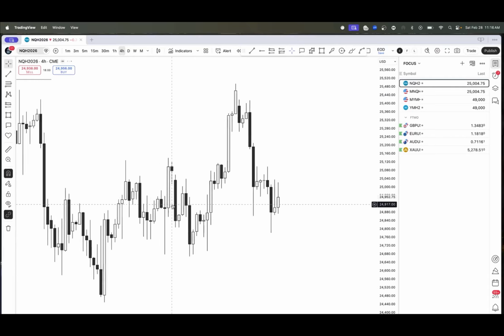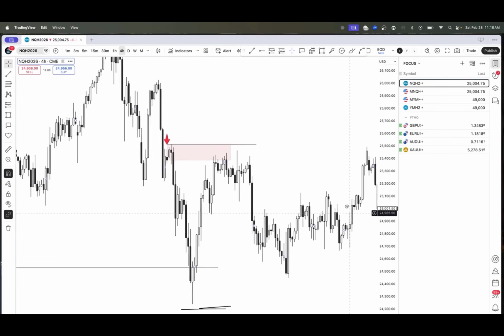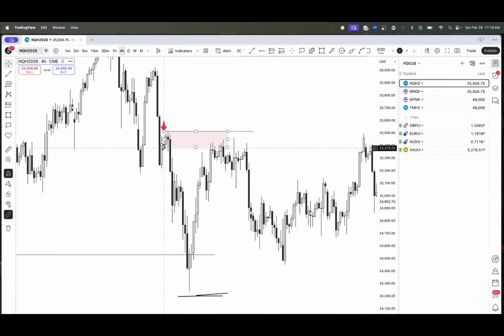So if we dissect this price action, we see we trade into this area, and then we move away. Move away meaning we take out some sort of internals. We also have some sort of LB here that we're respecting. So we respect this area at the lows.